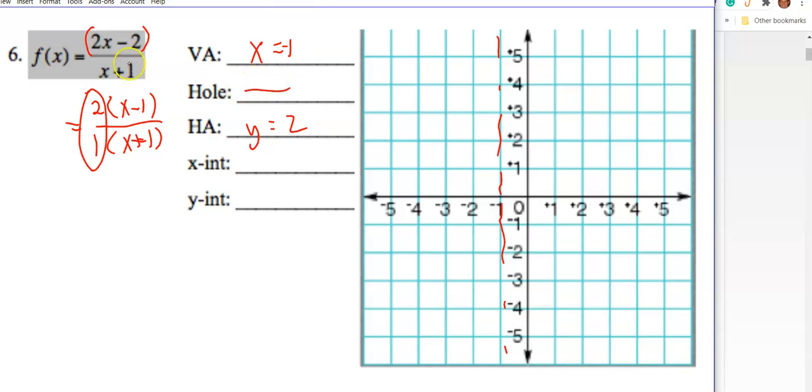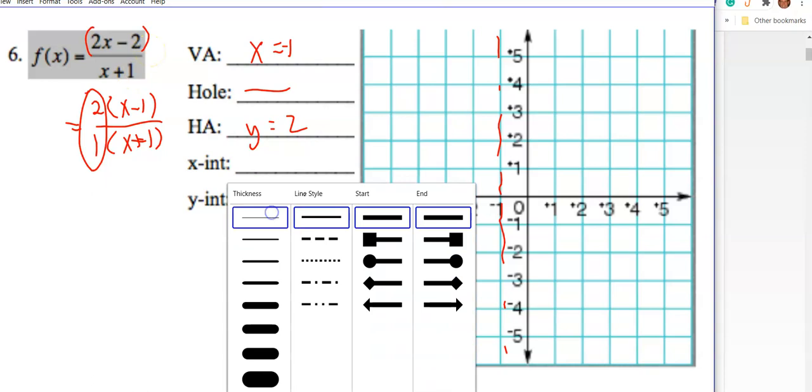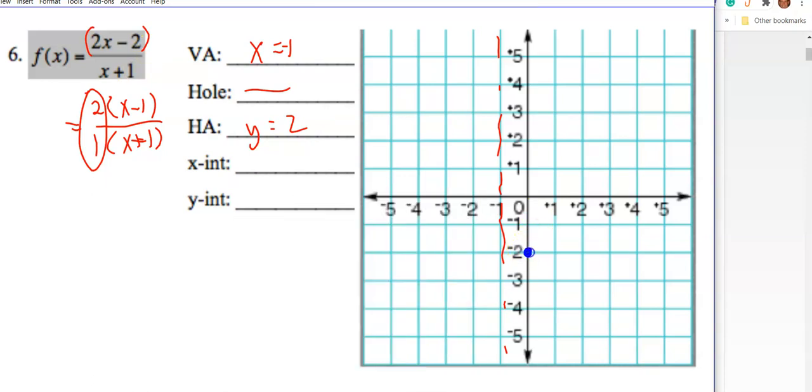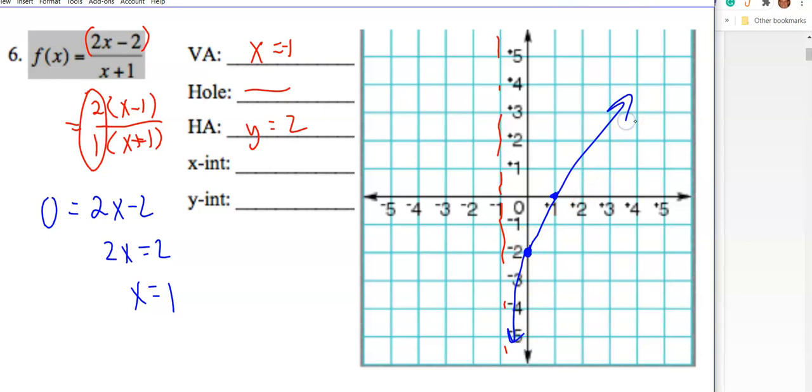Y-intercept, if I plug in 0, I get negative 2 over 1, which is negative 2. That's my y-intercept. Plug in 0 for y. The numerator is 2x minus 2, so 2x equals 2, so x equals 1. Right there, so the graph is definitely connected there. Looks like it's definitely approaching the asymptote as it goes down. It's kind of going that way.